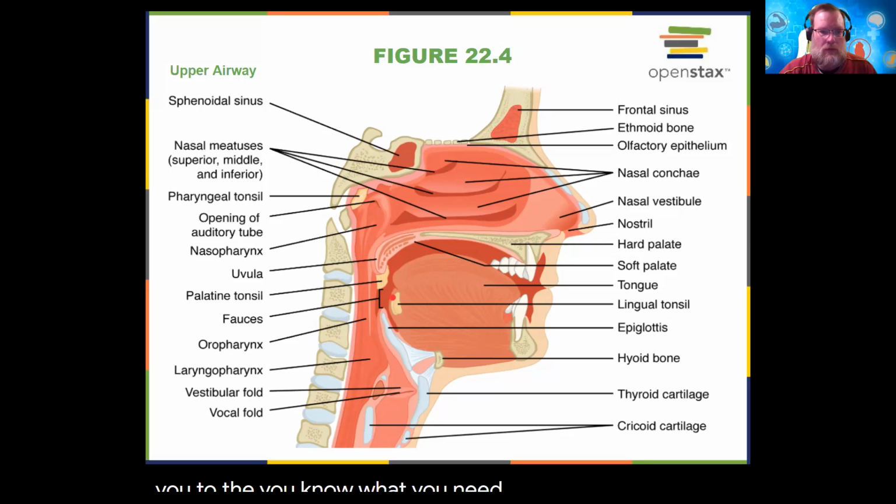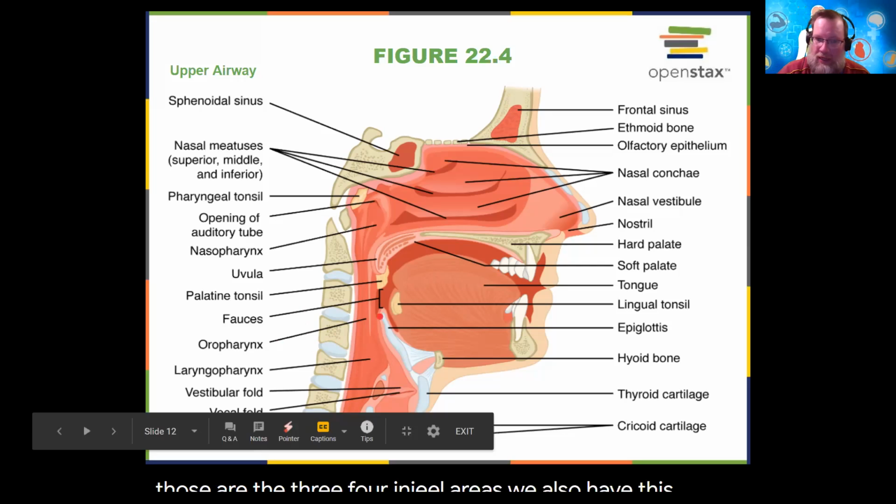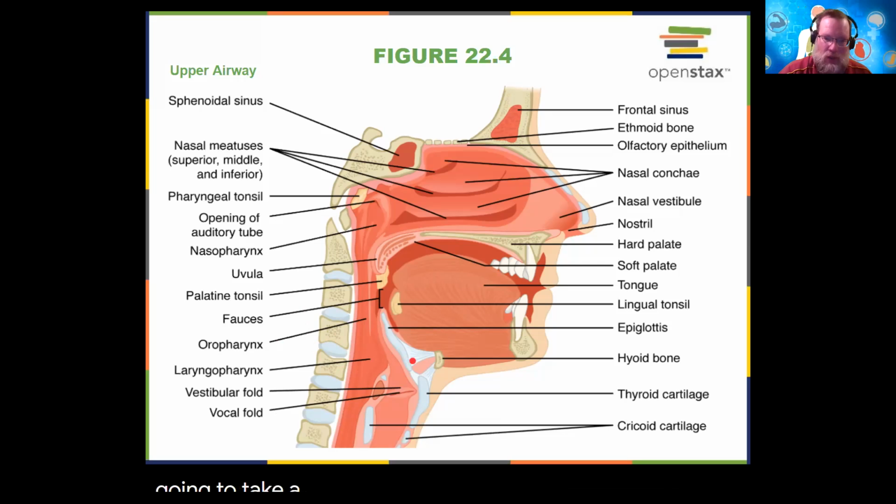All right. So anyway, three big tonsils. We're in the nasopharynx. And then finally, we look at the area we can see in the back of the throat when you look in the mirror. That's the oropharynx. And then we end up in what we call the laryngopharynx. So those are the three pharyngeal areas. We also have this epiglottis. It's kind of a little flap, like a little door. We're going to take a peek at that in a little more detail.